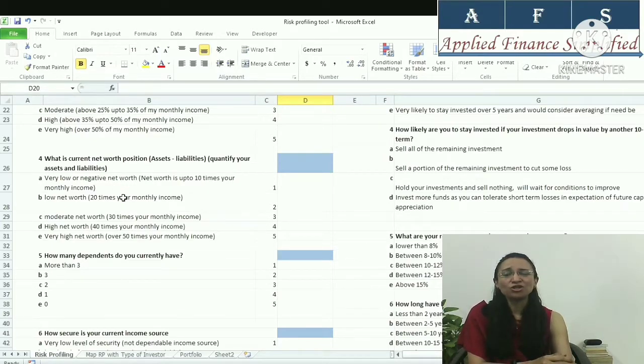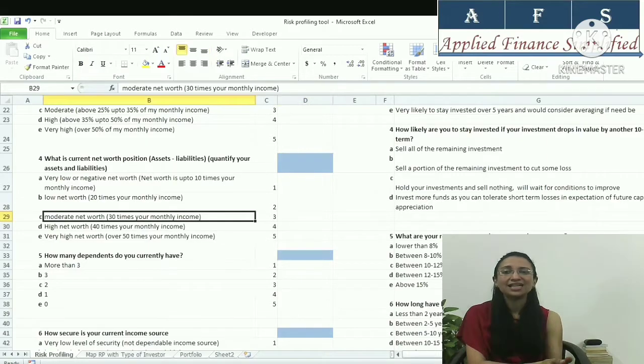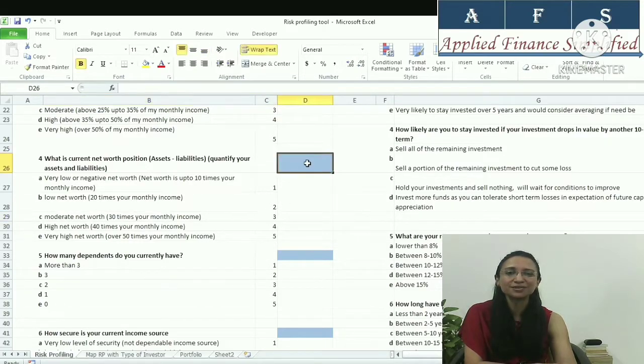Now, depending upon your net worth position, which bracket do you fall under? So, how do you calculate that? Take your net worth amount and divide that by your monthly income. So in case of Mr. Raj, when we take the net worth amount of 40 lakhs and divide it by monthly income of 1,33,000, we almost get net worth as 30 times of the monthly income. So he falls under the band C and scores a 3 point.